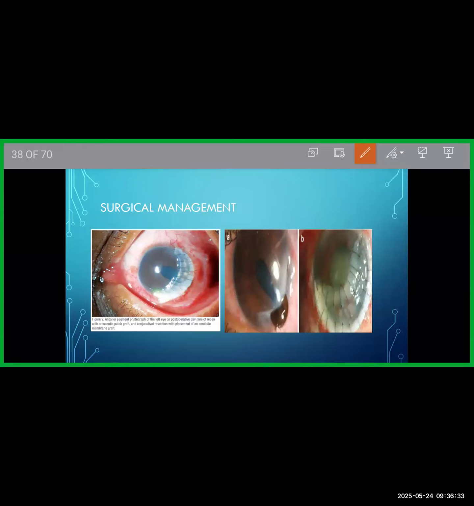Now this is just a picture showing, in the middle image, the perforation of the cornea. Then the image on the right shows the patch graft at the periphery of the cornea. Some people call this patch graft a banana graft because it has the shape of a banana, and the aim is to seal the perforation. And I forgot to mention that glue can also be used for micro perforations less than 2 millimeters.